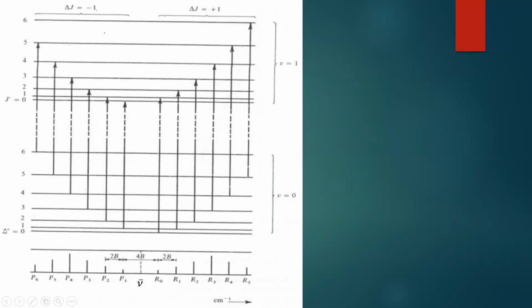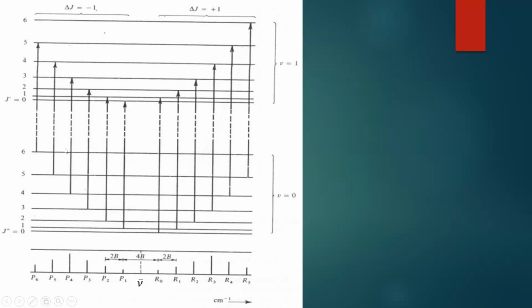J double dash represents the rotational quantum number in the lower vibrational state. J dash represents the rotational quantum number in the higher vibrational state. Okay, so here 0, 1, 2, 3, 4, 5, 6 rotational energy levels are considered in the V equal to 0 state and 6 rotational energy levels are considered in the upper vibrational state. Remember, vibrational states contain a number of rotational states. Okay, so this concept you have to understand properly.